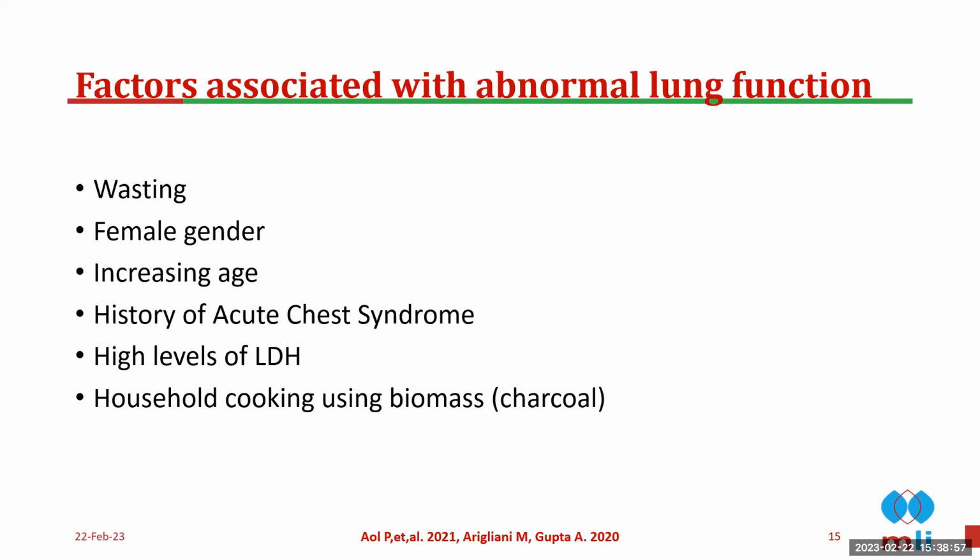It was found that those who had high levels of lactate dehydrogenase had abnormal lung function, as well as those children from households where they use biomass for cooking, especially charcoal. All these factors are mainly environmental factors, and they also speak to what happens within the lung of a child with sickle cell disease. Again, this becomes very important when we are trying to intervene to prevent abnormal lung function or fast decline in it.